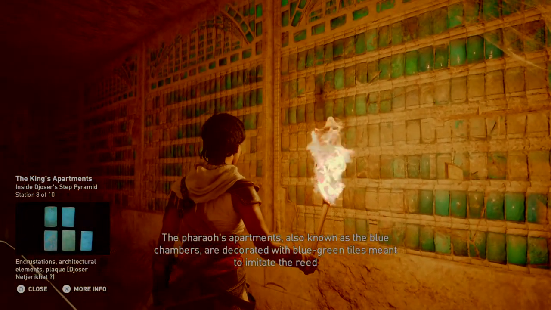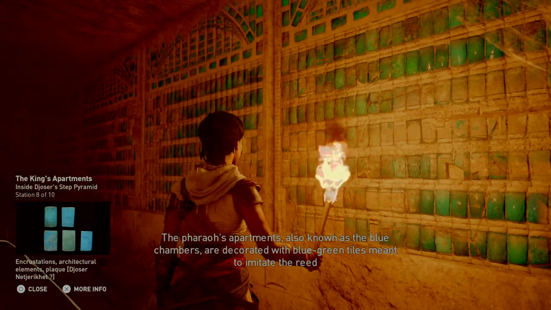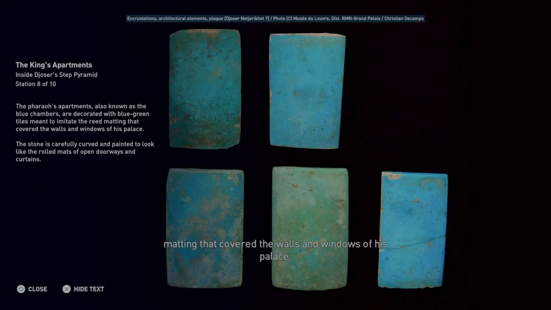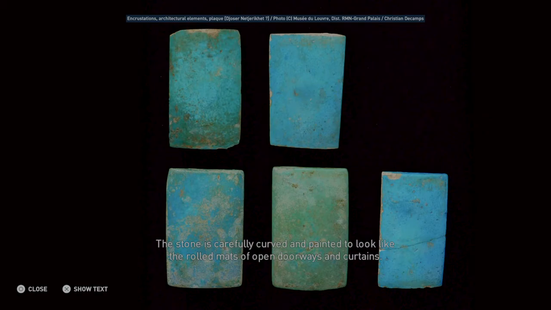The pharaoh's apartments, also known as the Blue Chambers, are decorated with blue-green tiles meant to imitate the reed matting that covered the walls and windows of his palace. The stone is carefully curved and painted to look like the rolled mats of open doorways and curtains.